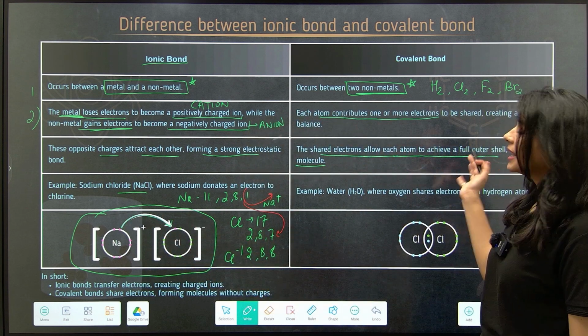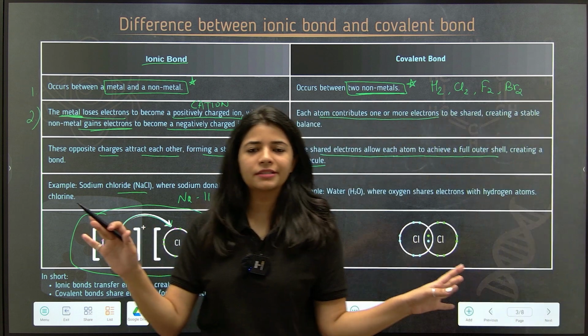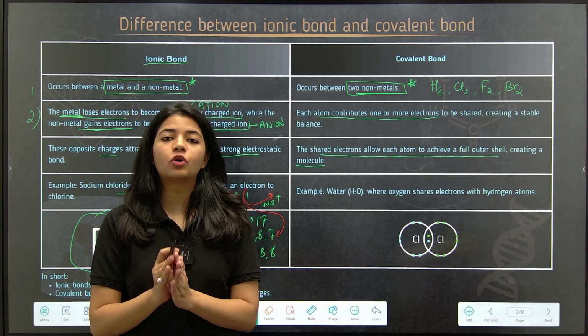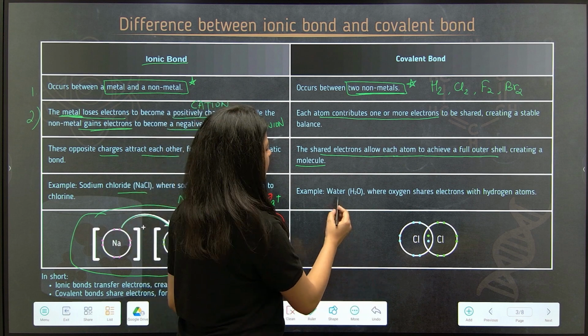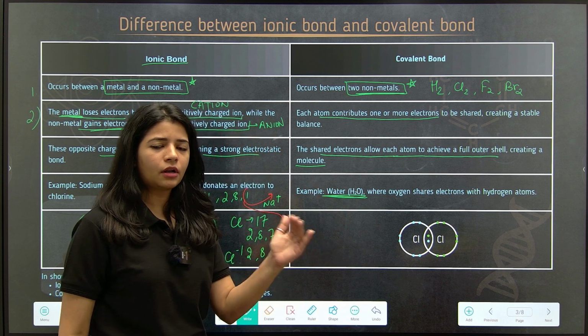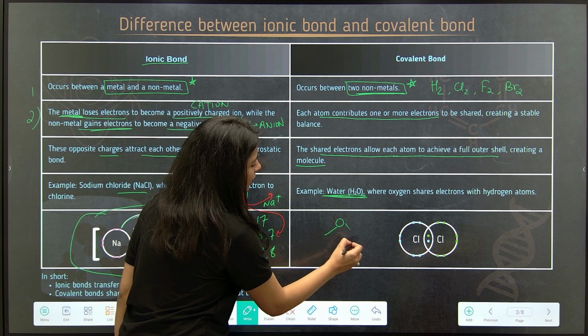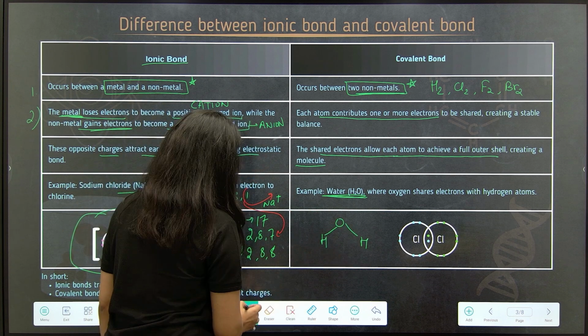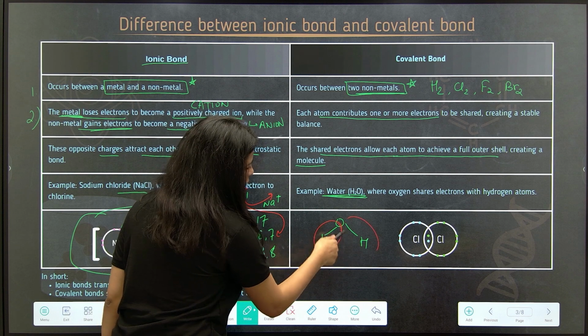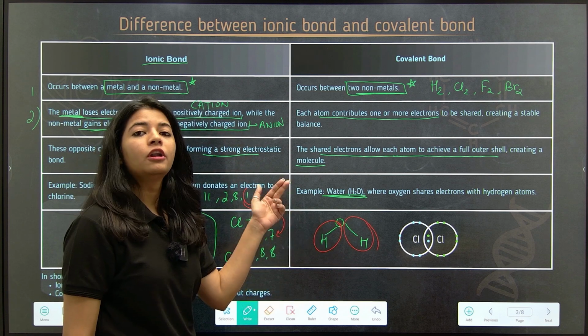But in case of covalent bonding, what happens? No donation, no gaining, nothing is happening. Only sharing of electrons will occur. For example, in the case of H2O, hydrogen and oxygen both are non-metals. None of them is a metal, right? So the bonding between them, H2O, I can write like this. These bonds are what? These are covalent bonds, because they are formed between two non-metals.